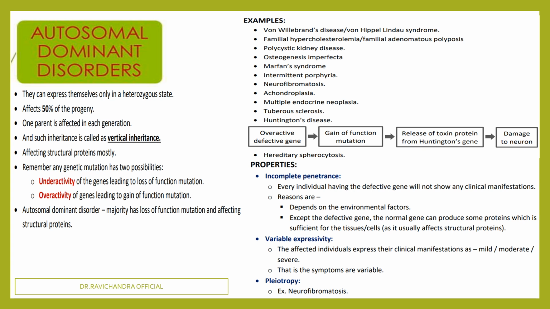Any genetic mutation will have two possibilities. One, it is underactive, or the other is overactive. Underactivity will lead to loss of function mutations, whereas overactivity will lead to gain of function mutations. Autosomal dominant disorders, the majority have loss of function mutations and affect structural proteins. So keep remembering these two points. It will affect 50% of the progeny, heterozygous state, vertical inheritance, and the majority have loss of function mutations and affect structural proteins mostly.